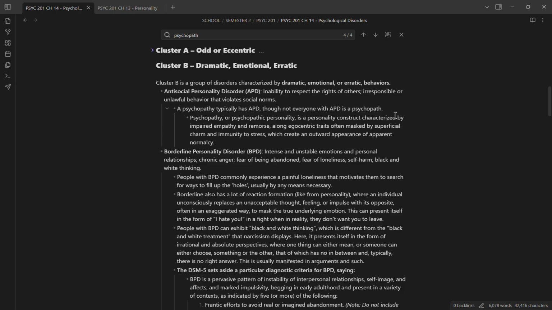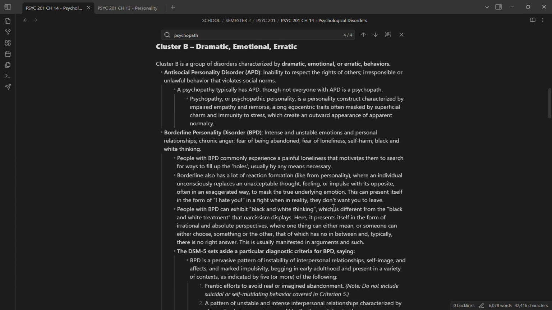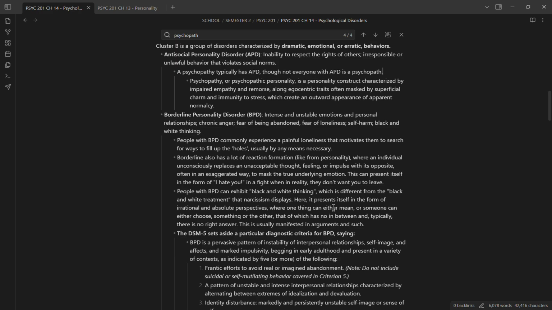But most psychopaths have APD. They just block out some of the pieces of APD by the use of psychopathy, right? So APD, that's one of our cluster Bs. BPD is also one of our cluster Bs.